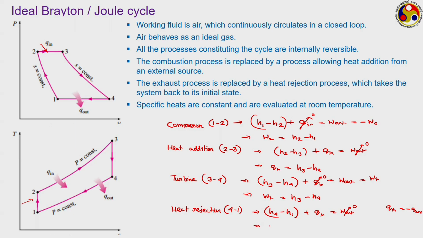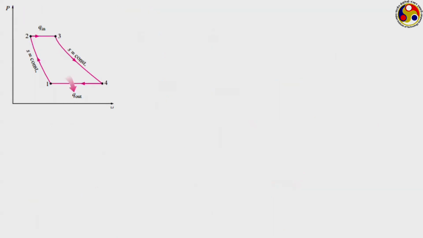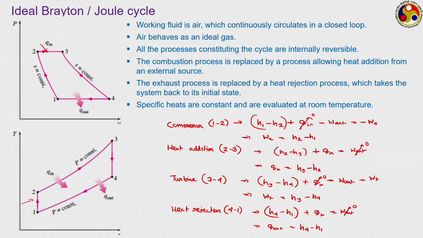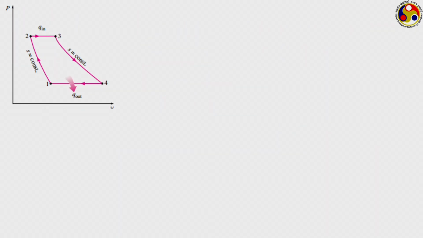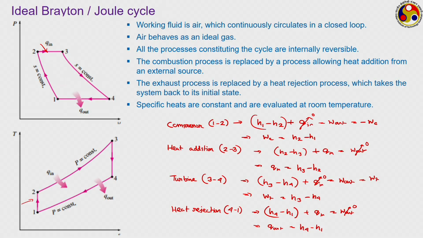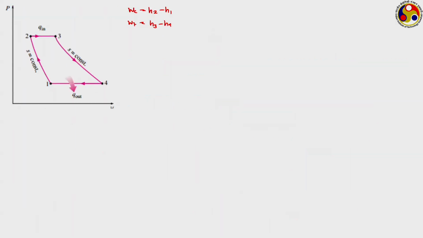So, if you put that, your Q out is coming to be H4 minus H1. So, we are moving on with this. I am just summarizing whatever we have got. We have got the compressor work Wc to be equal to H2 minus H1 and the turbine work to be equal to H3 minus H4, just check from the previous slide, and similarly the heat input and heat output.